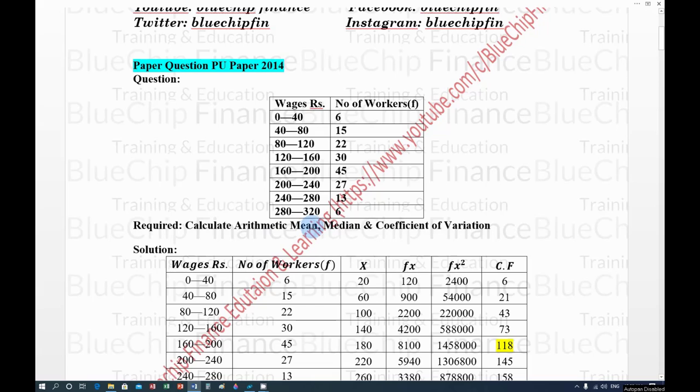The formula for arithmetic mean under the direct method is sum of fx over sum of f, whereas the formula for median is L plus h over f multiplied by n by 2 minus C, and coefficient of variation is equal to standard deviation divided by mean multiplied by 100. So first you have to calculate arithmetic mean, secondly median, and third you need to calculate standard deviation for the calculation of coefficient of variation.